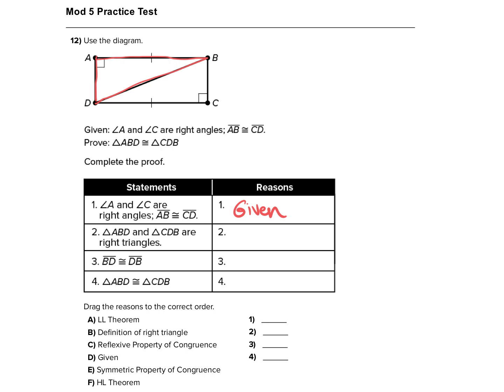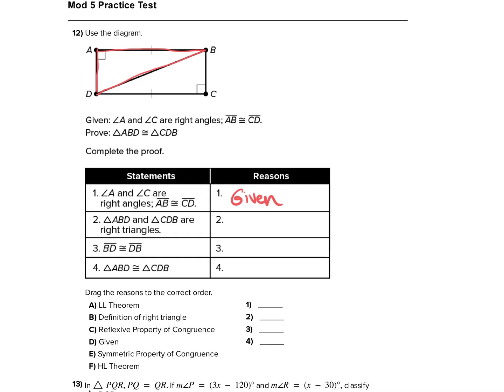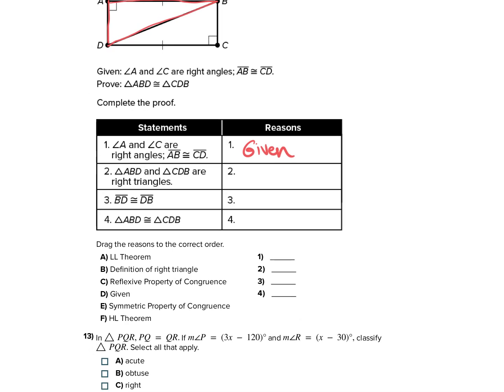A and C are right angles, and we're told that AB is congruent to CD. Now, ABD and CDB are right triangles. Well, why is any triangle a right triangle? Because that's the definition of a right triangle. It has a right angle, and we are told that by this here. Okay, so B is number 2. It's the definition of a right triangle.